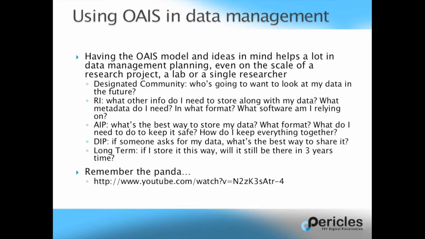And of course, the long-term question: if I just put it on the web, will it still be there in 3 years' time? Never mind 100 years' time. Even 3 years ahead is potentially quite a challenge in many circumstances. Many of these questions, of course, are beautifully illustrated by the data sharing panda. And if that reference is lost on you, please go ahead and follow that link.